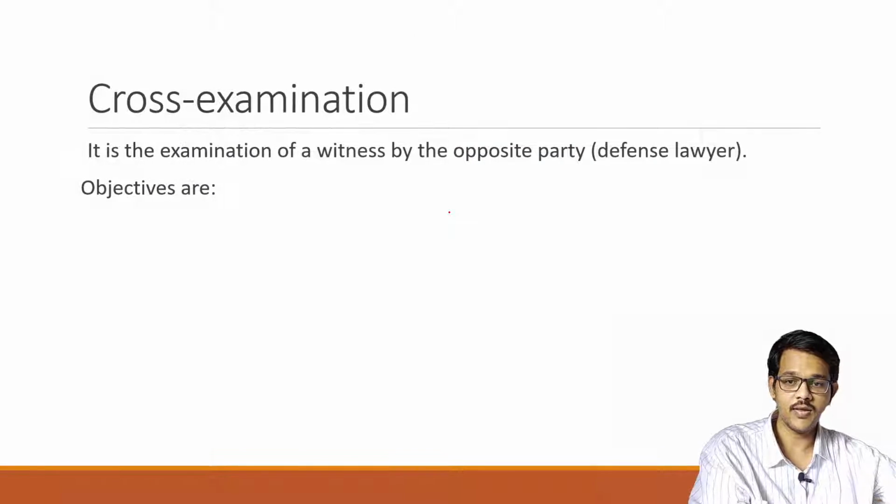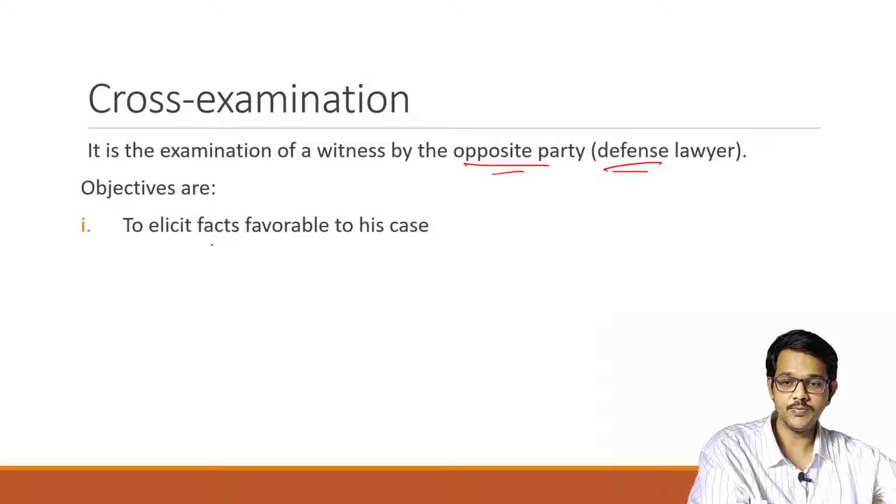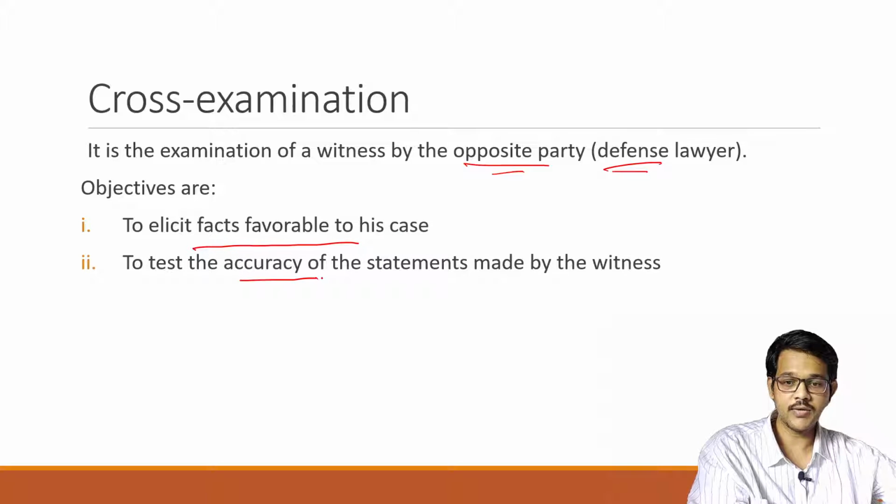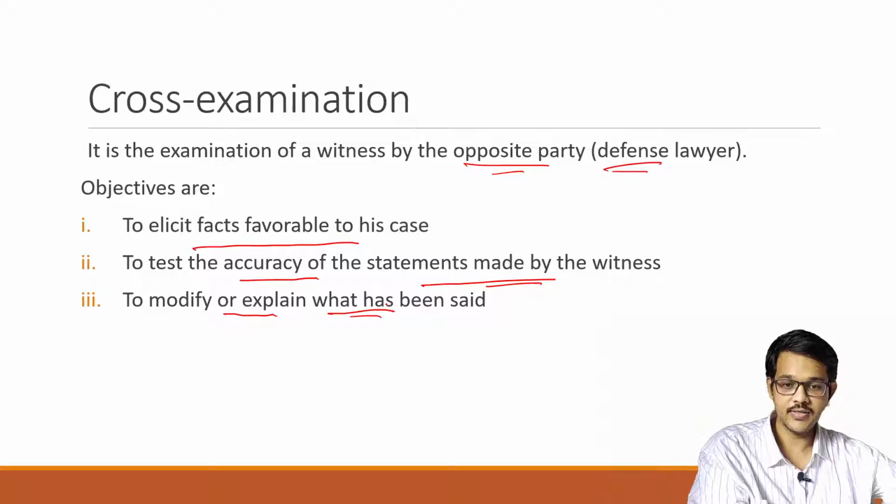In cross-examination, it is done by the opposite party or defense lawyer. The objectives of cross-examination include to elicit facts favorable to his case, to test the accuracy of the statement made by the witness, and to modify or explain what has been said. Here the objective of the defense lawyer is to make the statements made by the doctor or expert or witness different.